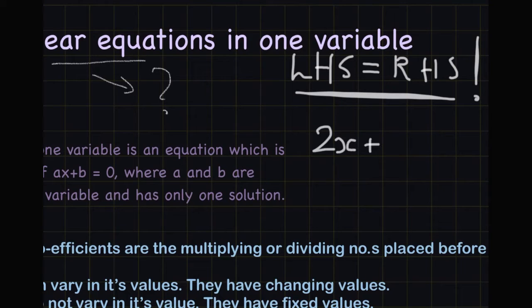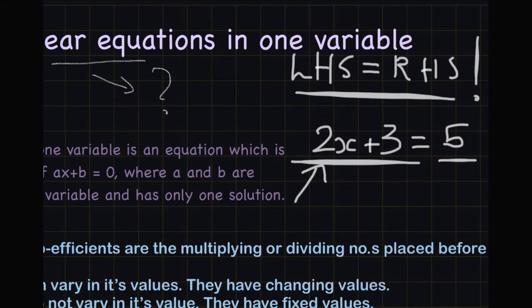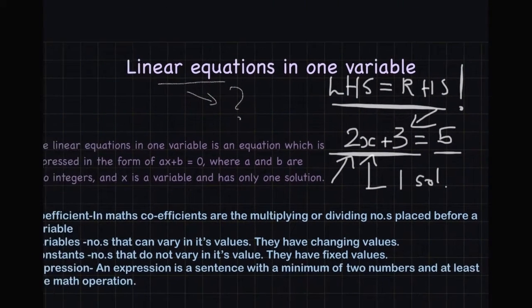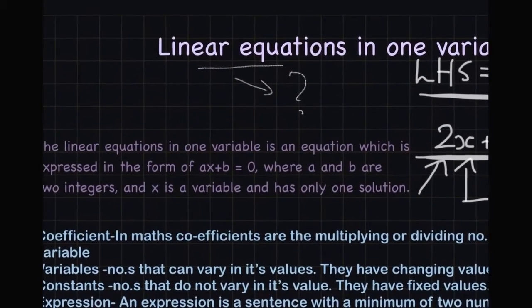2x plus 3 equals 5. Here we have two sides. 2x plus 3 is the LHS and 5 is the RHS. We have two integers in the LHS, that is 2 and 3. And we have a variable which has only one solution. So these types of equations are called linear equations in one variable.